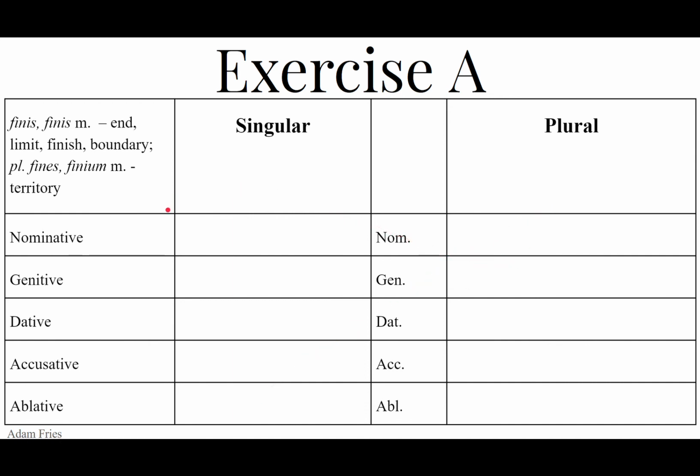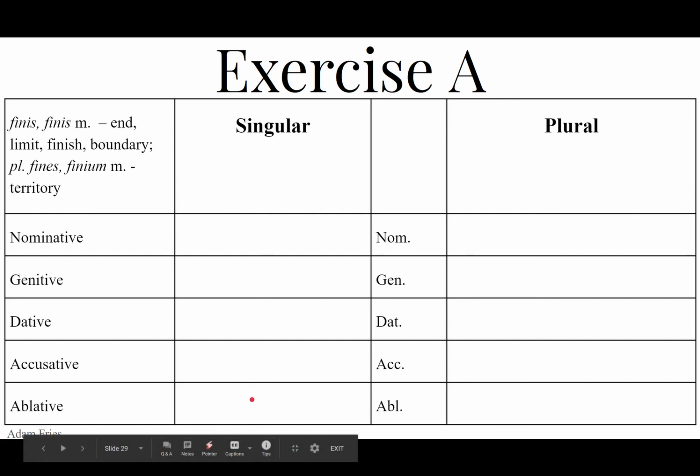Now, is it an I stem? Well, because it's masculine, it has to follow the masculine or feminine rules. The nominative ends in IS or ES and is parisyllabic, the same number of syllables, 1, 2, with the genitive, 1, 2. They both have 2 syllables. Therefore, yes, indeed, it is an I stem. The genitive plural will be finium, I-U-M, instead of just finum. So we have finis, finis, fini, finem, fine, fines, finium, finibus, fines, finibus.